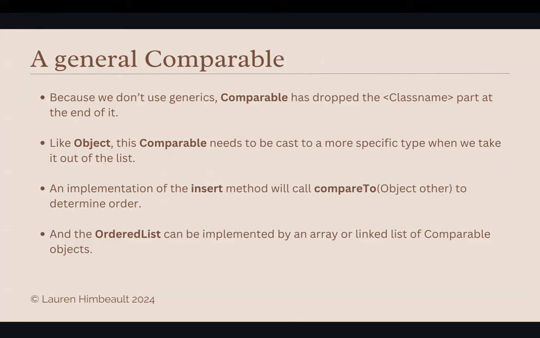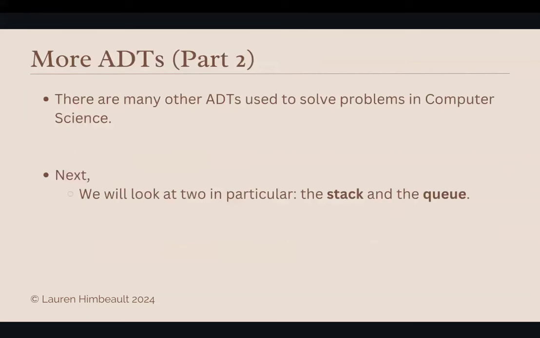So like object, in order to get rid of those yellow squigglies, we would want to be casting things properly. And within our insert, we're also going to want to make sure that we're doing our proper call to compareTo to determine our order appropriately. And depending on the type of object it is, we might need to do some casting. Now, the ordered list can be implemented with an array list, with a linked list, whatever it is, as long as it's got comparable objects inside of it, this is going to work.